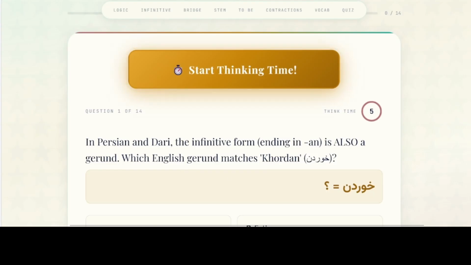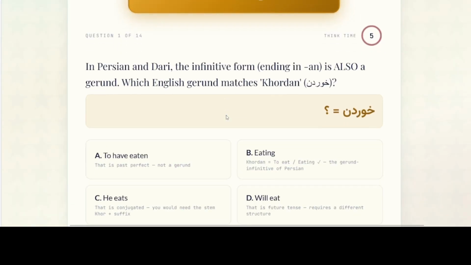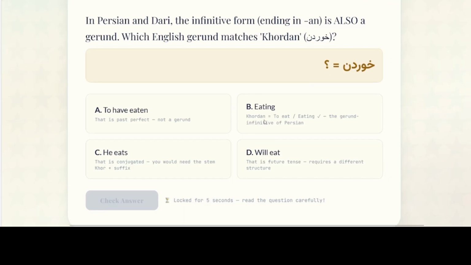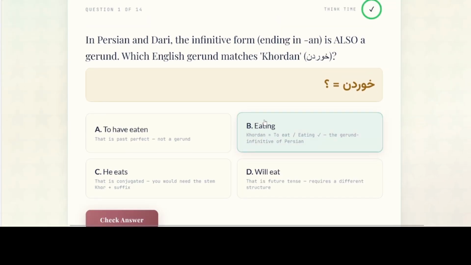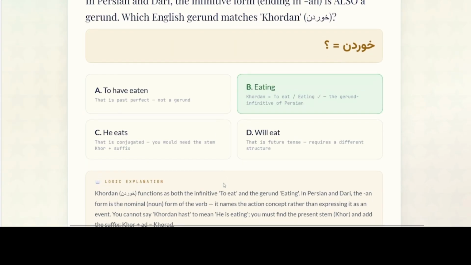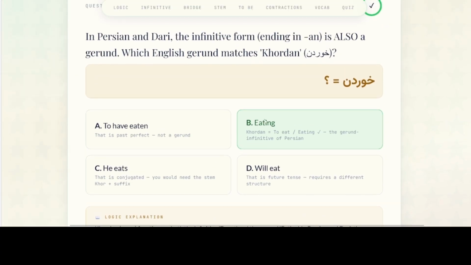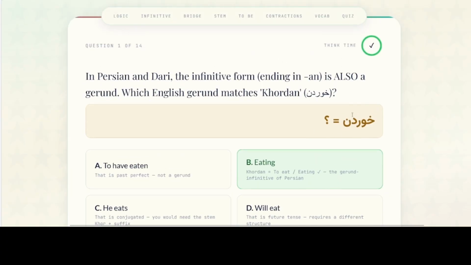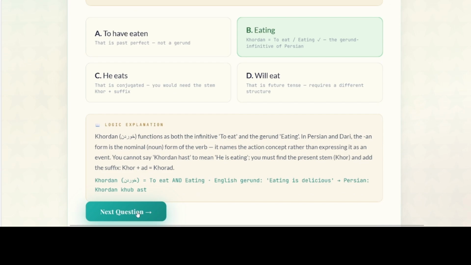Right now, it's time to have a quiz with each other. In Persian and Dari, the infinitive form ending with an is also a gerund. Which English gerund matches خوردن? So, start thinking time. Check the answer. Answer B is correct because eating is a gerund, and in Persian all the words that end with an are gerunds. Okay, let's go to the next question.